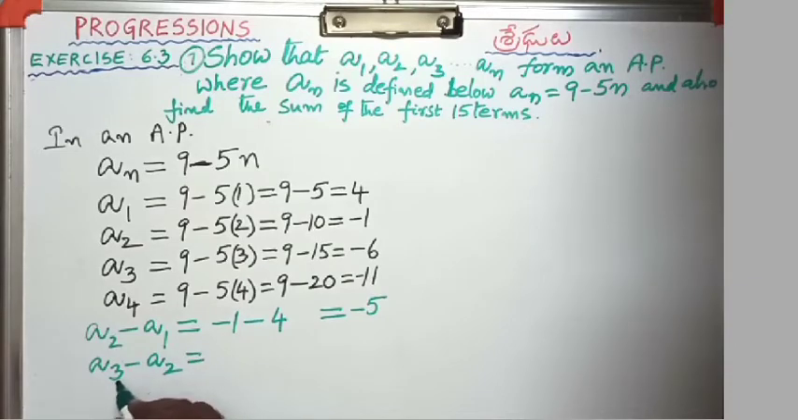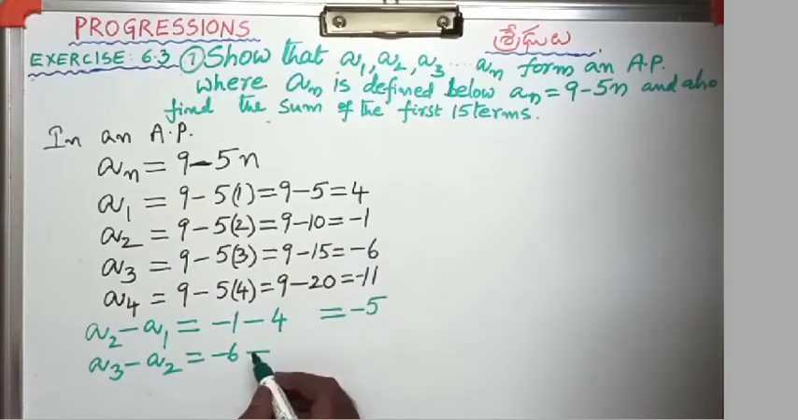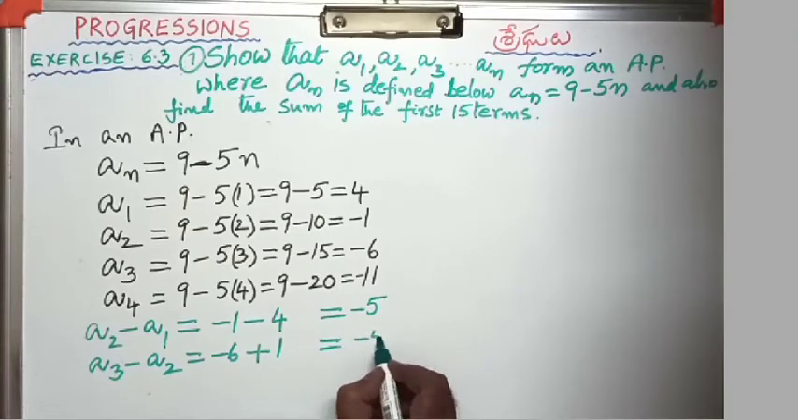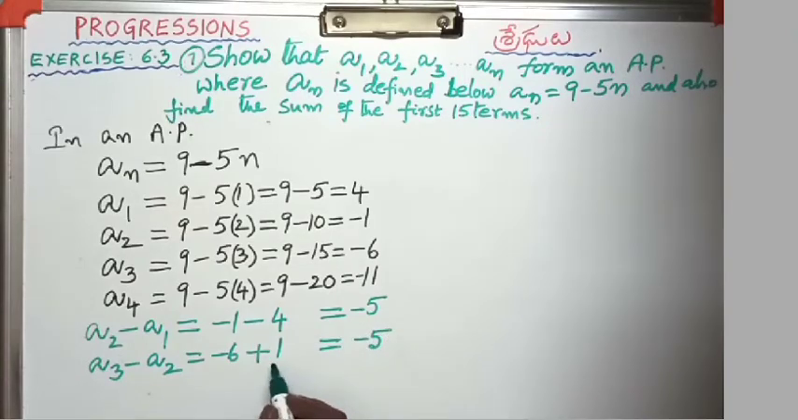That equal to, what is A3 value? Minus 6. Minus A2 value. A2 value is minus 1. Minus 6 minus minus 1, that is minus 6 plus 1. That equal to again minus 5. Okay now.